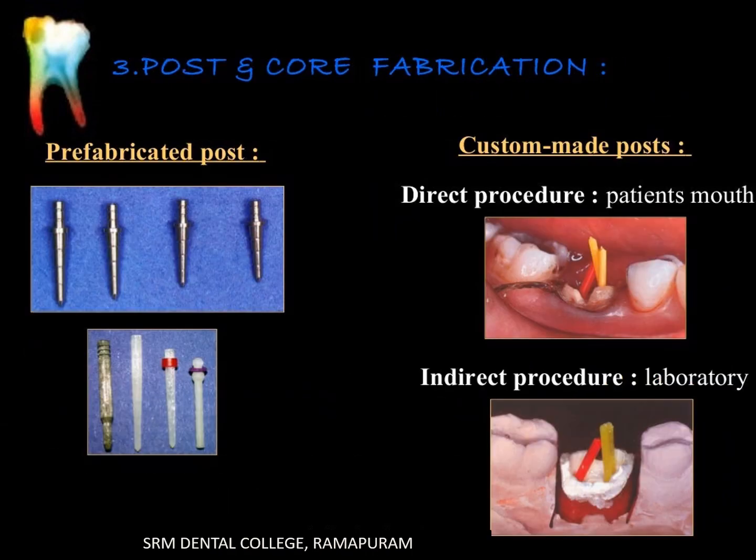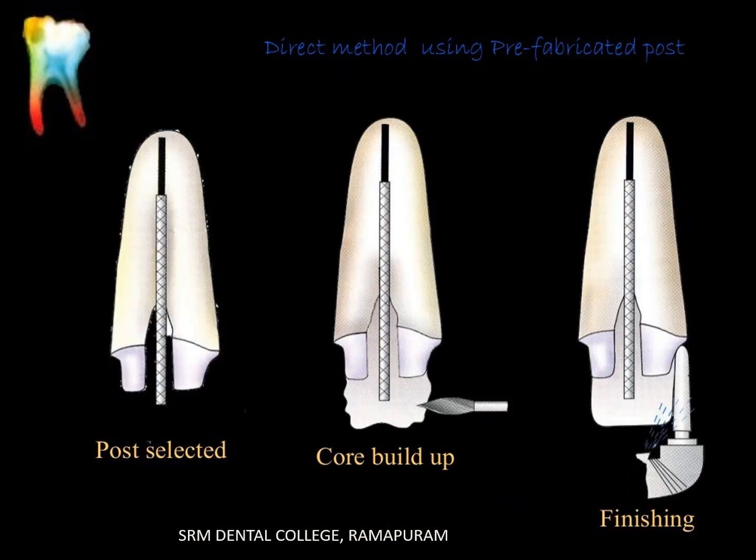Post and core fabrication. As we discussed, the prefabricated post can be metallic or non-metallic, and the custom-made post can be made by a direct procedure inside the patient's mouth or an indirect procedure in the laboratory. The first image shows the post that will be selected and the core build-up done in the second picture, followed by finishing of the core build-up.